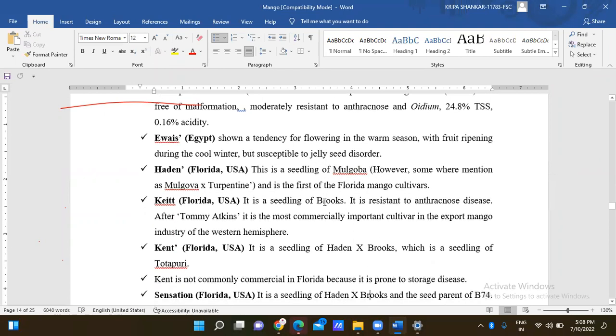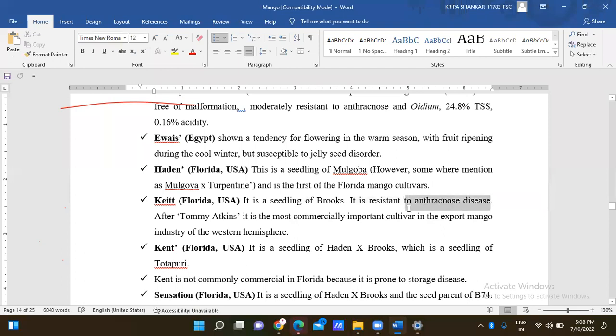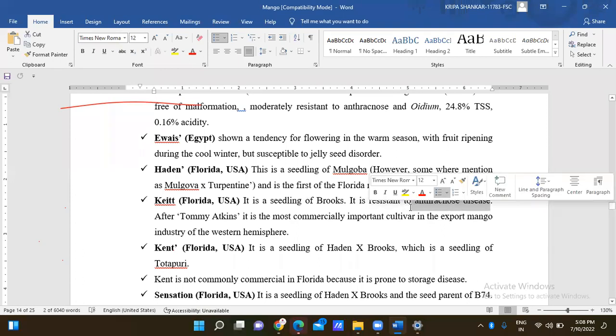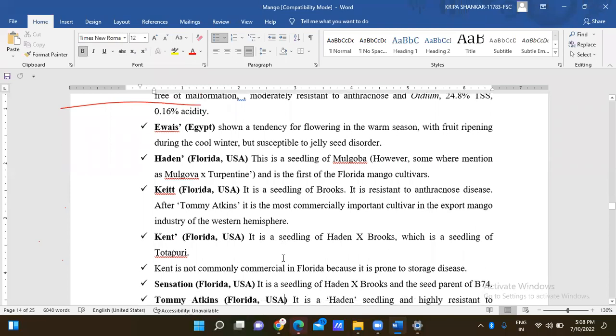Kate, you should remember, is a seedling selection of Brooks, which is resistant to anthracnose. All the points you should remember nicely. Read it multiple times, whatever point is mentioned, because these are the matter of e-leads. You will get that in that book only. So I have compiled all those things, so it's better for you to revise it.